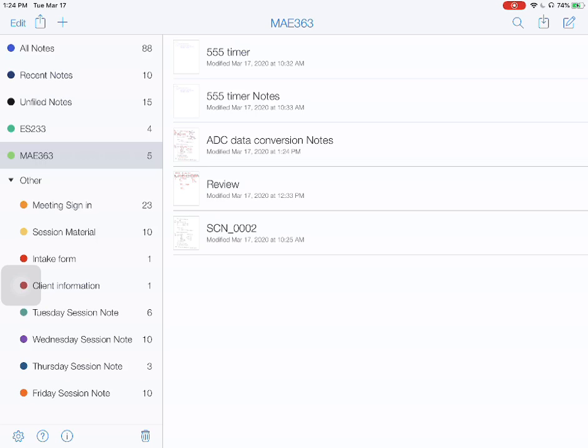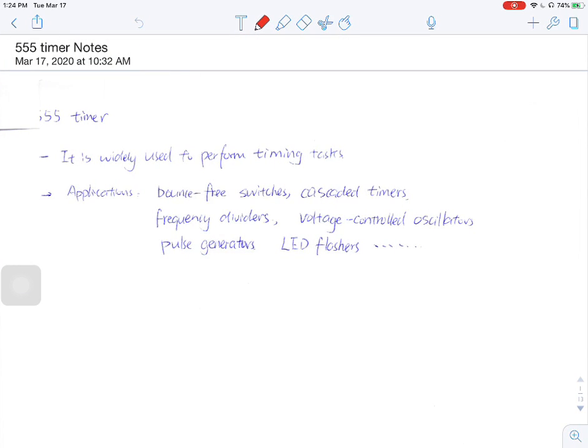And now let's get started on another very widely used component. It's called the 555 timer. I think we have a little bit of time to get started on this, so we can finish it up next time.